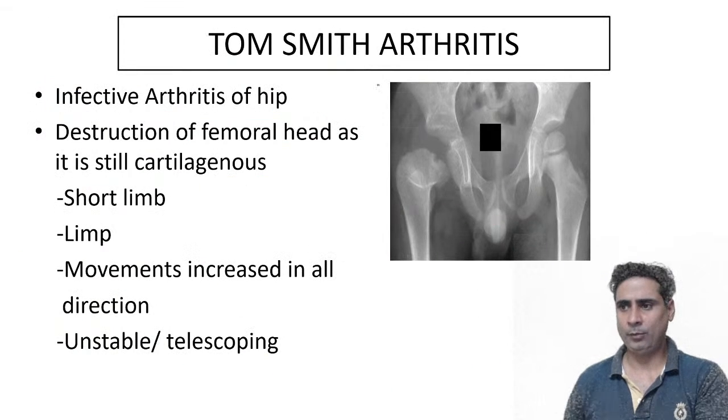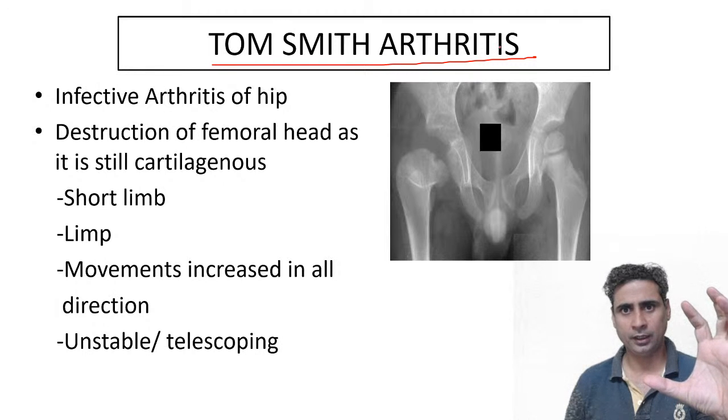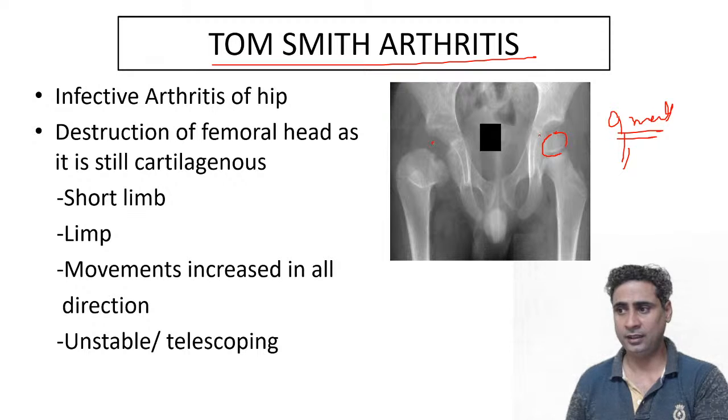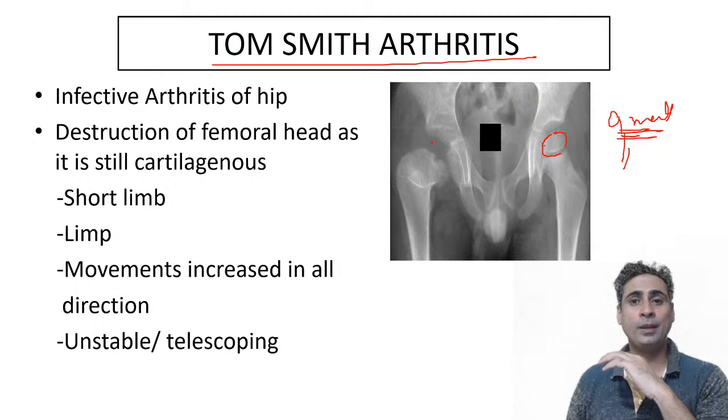Now a specific type of septic arthritis is Tom Smith arthritis, which is acute pyogenic arthritis of the hip joint in infancy, children less than 1 year, more specifically less than 9 months. What happens during ossification of the femoral head? This epiphysis, there is ossification at around 9 months of age. Okay, so before 9 months this area is completely cartilaginous. If any pyogenic infection occurs before 9 months of age, as this is a cartilaginous area, this will be completely destroyed.